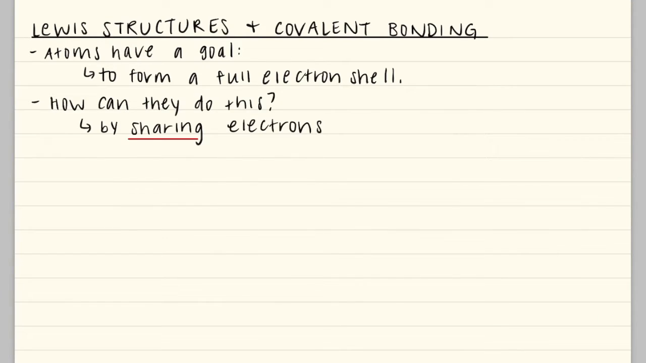Covalent bonding occurs when atoms share electrons in pairs. This type of bonding allows atoms to gain stability by getting a full outermost shell.